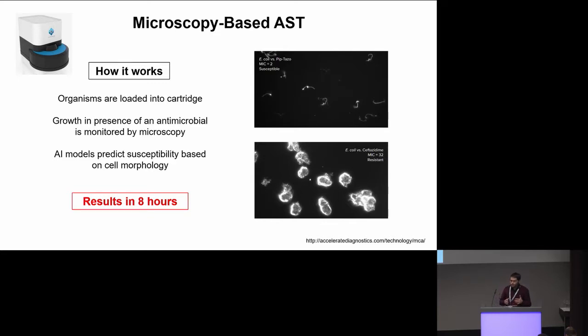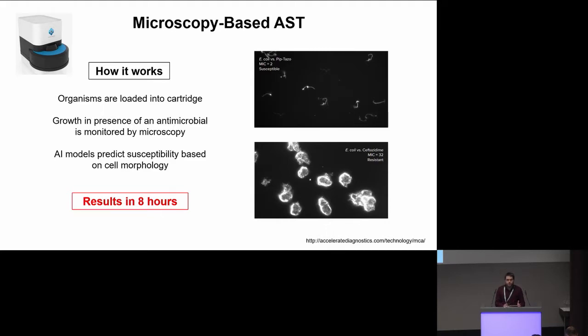And so within this system, there's an AI model that is essentially locked. It's basically a black box that predicts susceptibility based on correlating these image data with known libraries of susceptible or resistant bacteria, and provides an antimicrobial susceptibility result within 8 hours.